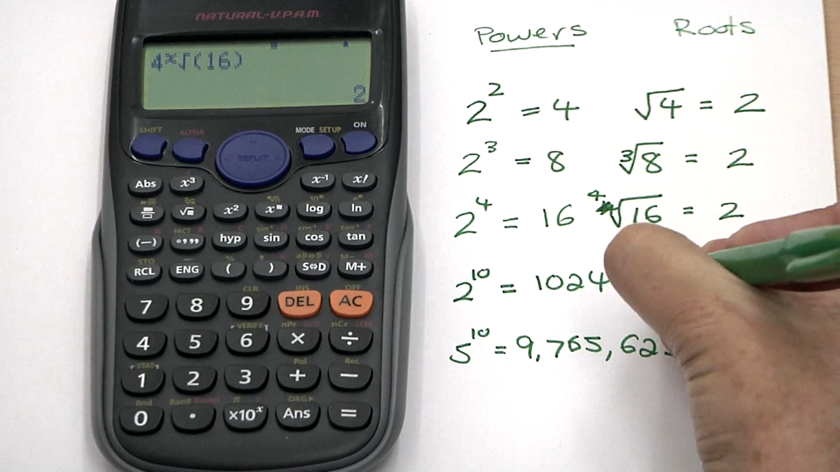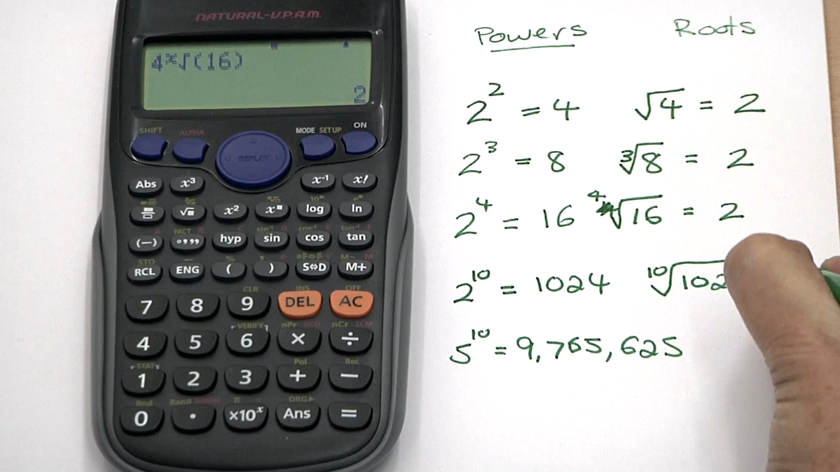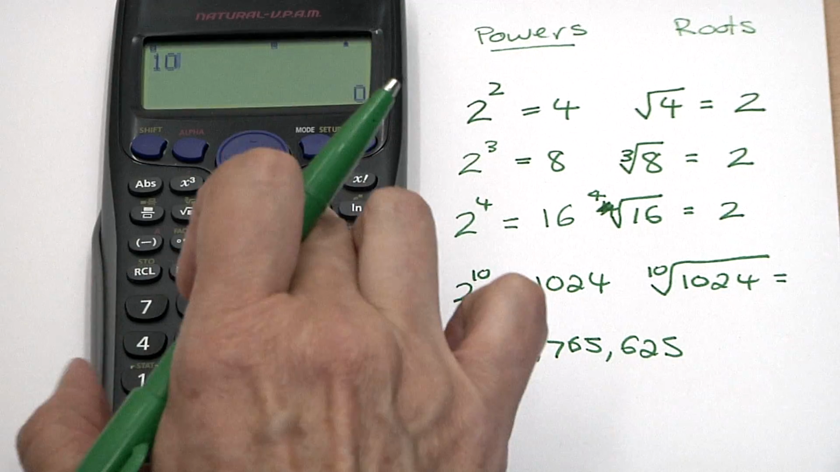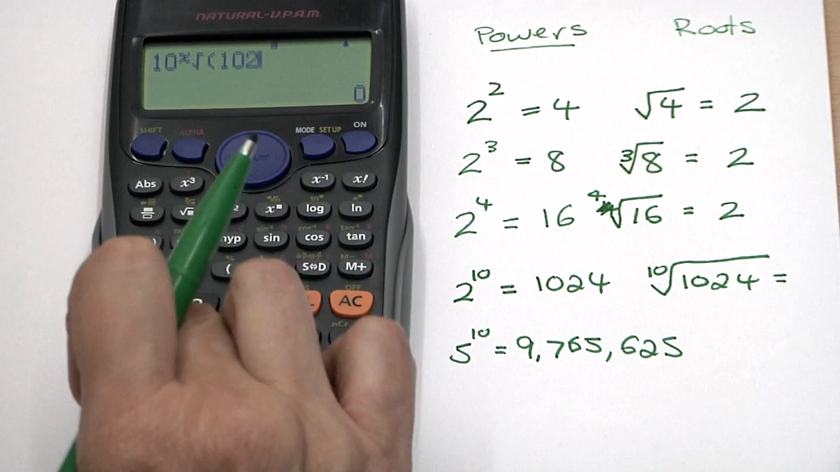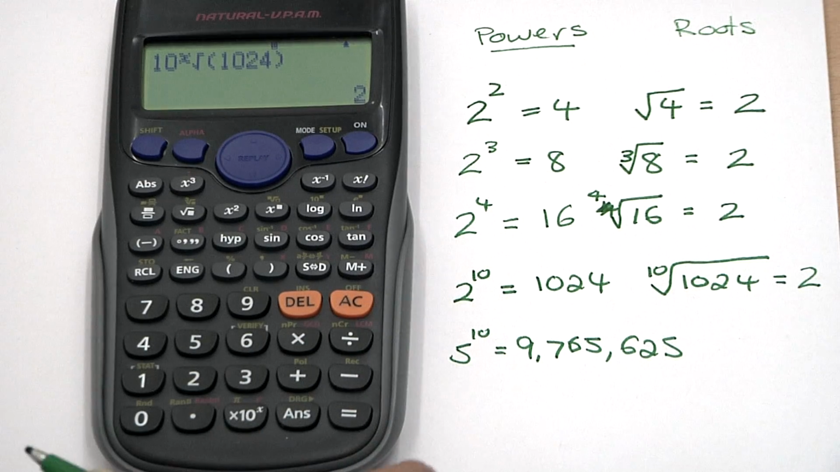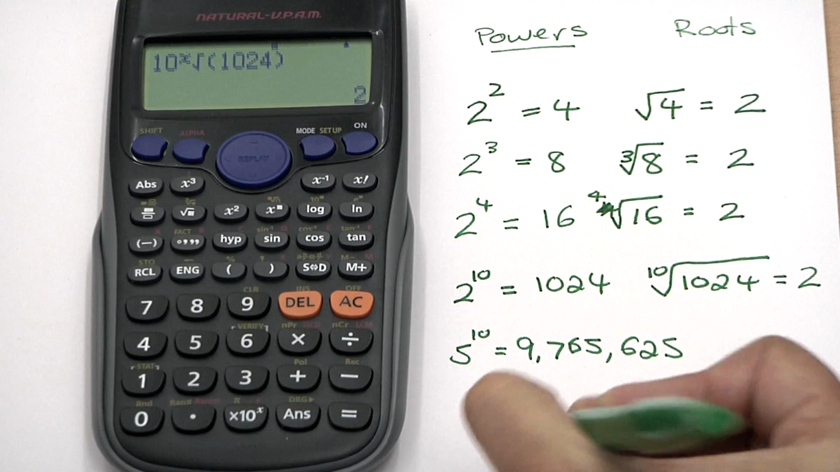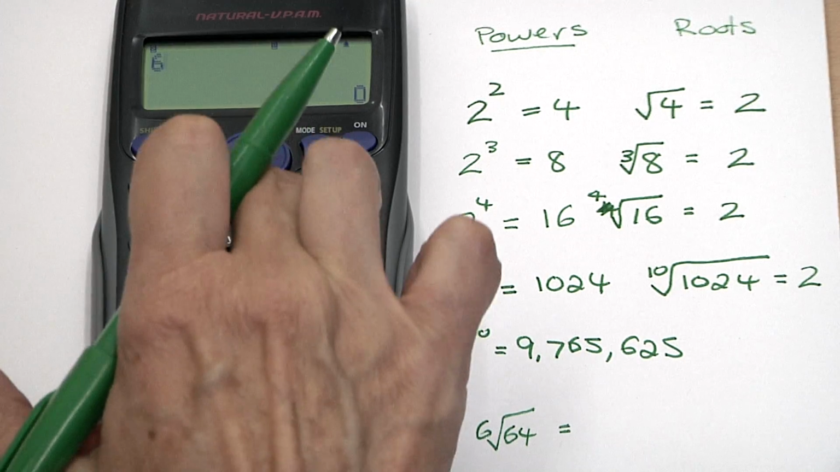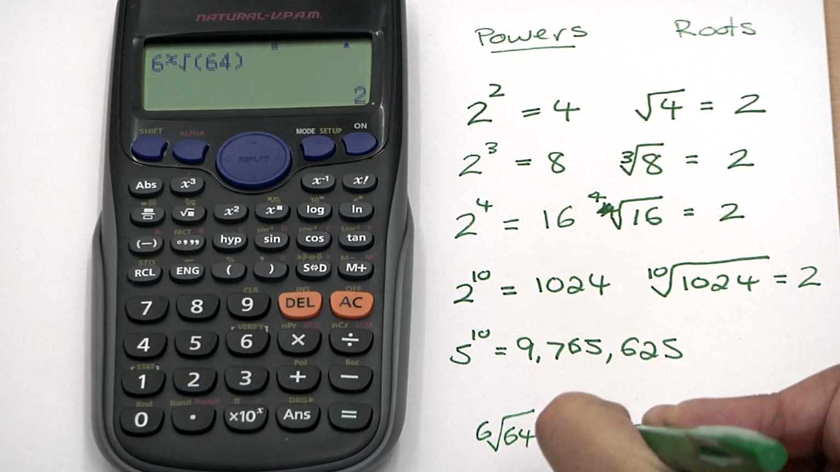All right, so we can do the 10th root of 1024, and you should be able to guess what that is. 10th root, press the Shift. Now, this little button here, which tells us any root of 1024, and we get 2. All right, what about the 6th root of 64? Okay, 6, this one again, the 6th root of 64, and it is again 2.